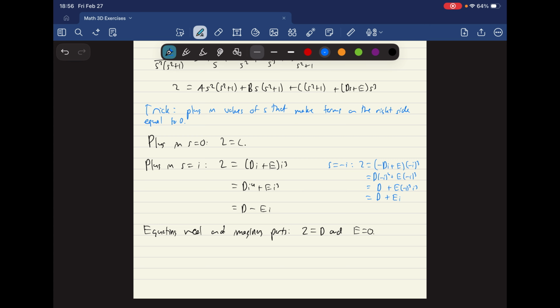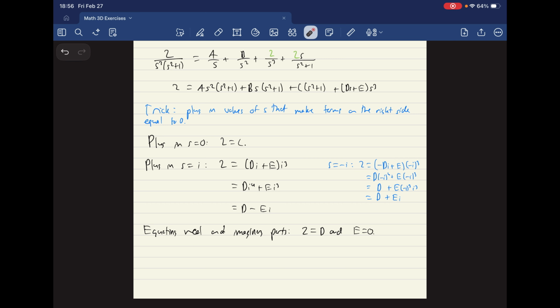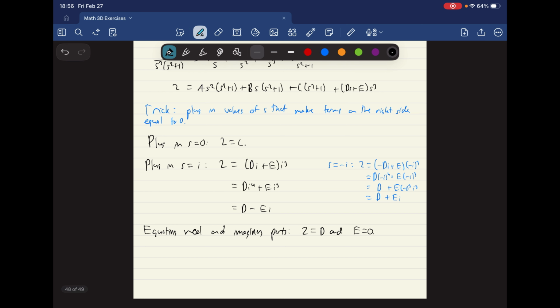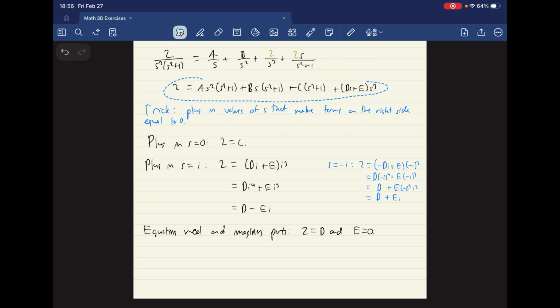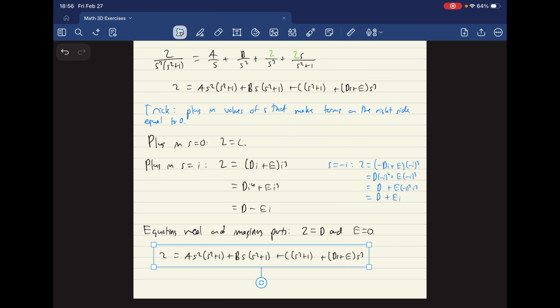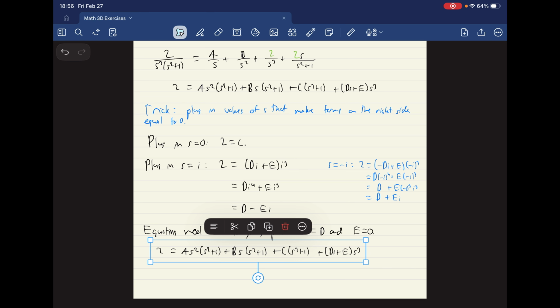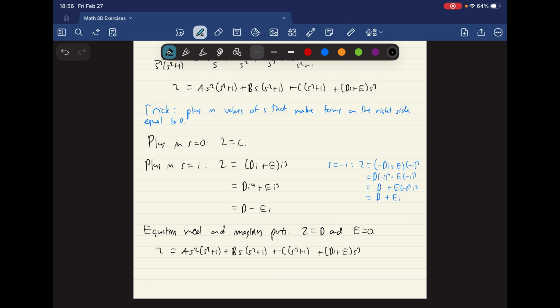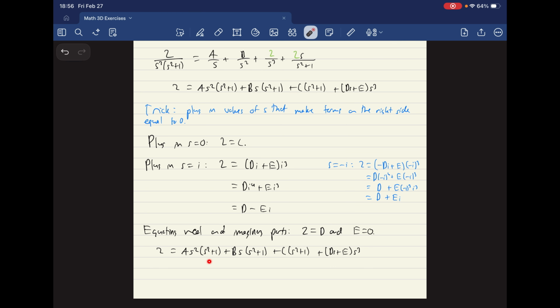And once again, if we equate real and imaginary parts, we just end up with what we already found here, that d equals 2 and e has to be 0. So we don't gain any new information. So at this stage, the best we can do is to go back up here to this equation, which I'm going to duplicate, and proceed to plug in the coefficients we know already, and then solve for the other two using our usual methods.